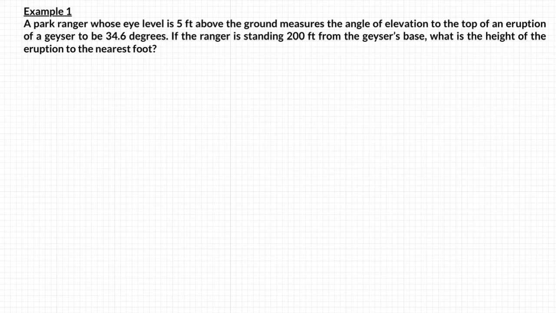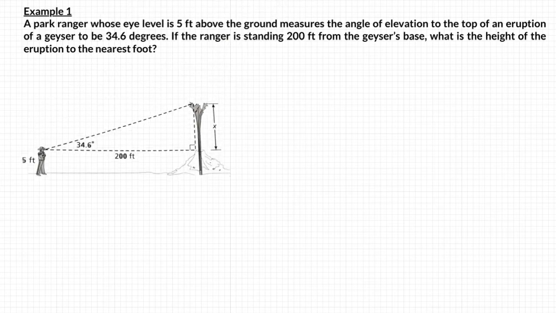This is example 1. A Power Ranger whose eye level is 5 feet above the ground measures the angle of elevation to the top of an eruption of a geyser to be 34.6 degrees. If the ranger is standing 200 feet from the geyser base, what is the height of the eruption to the nearest foot?